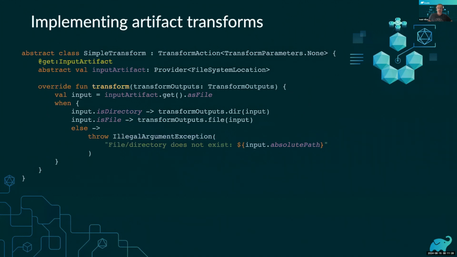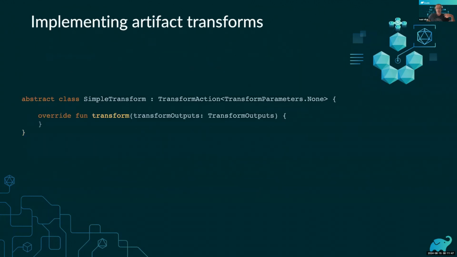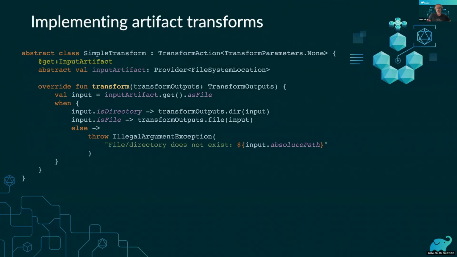Similar to task types, an artifact transform consists of an action and some parameters. The major difference to custom tasks is that the action and the parameters are implemented in 2 separate classes. The implementation of an artifact transform is a class implementing TransformAction. You need to implement the transform method on the action, which converts an input artifact into 0, 1, or multiple output artifacts. Note how the implementation uses the annotation InputArtifact to inject the artifact into the action.